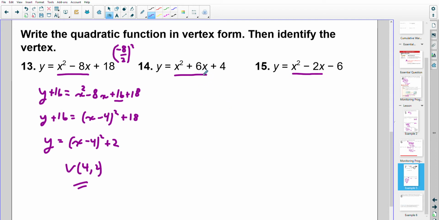On this one, you would add, let's see, divide by 2 and square. So you would add 9 on both sides. On this one over here, you would divide by 2 and square. So that's going to be adding 1 on both sides. And then you'd continue in the same format.